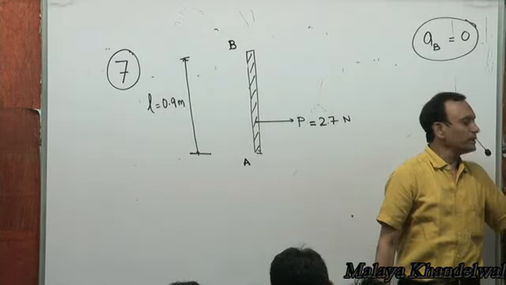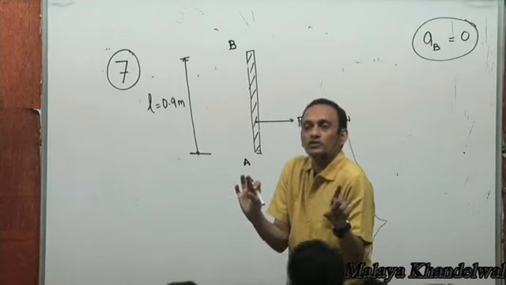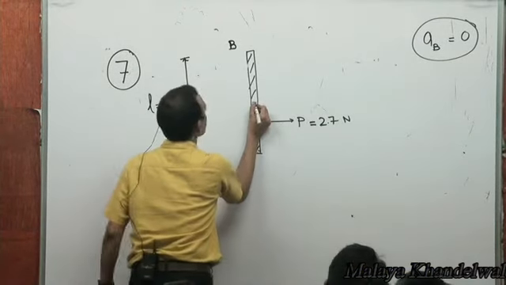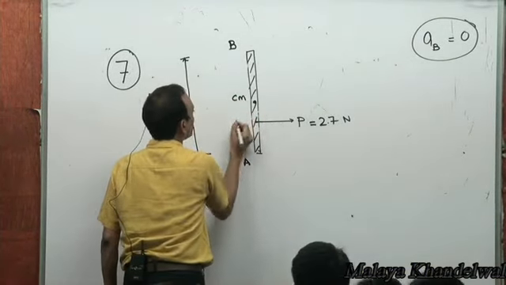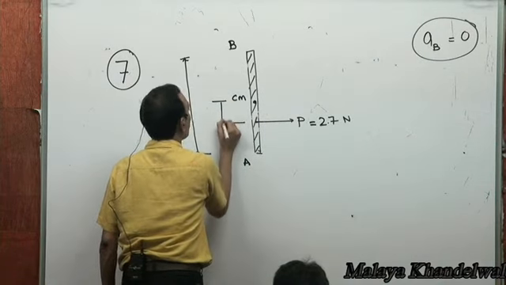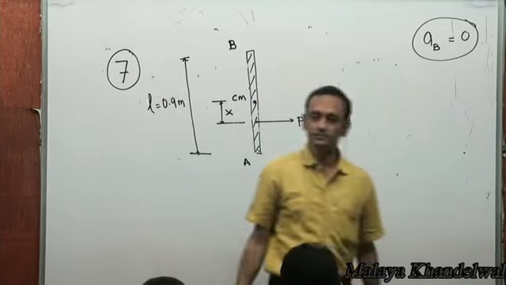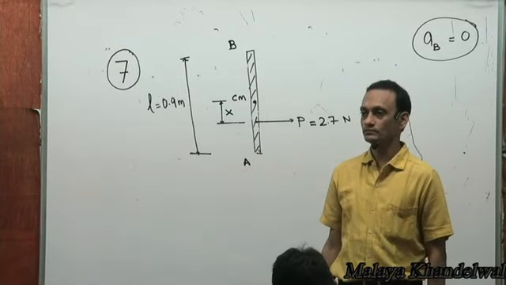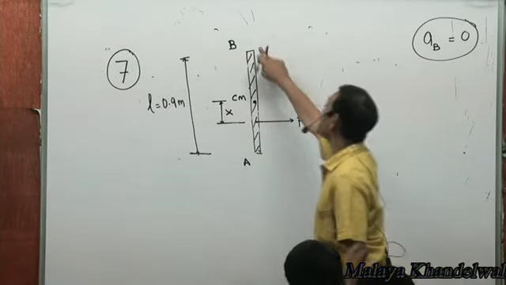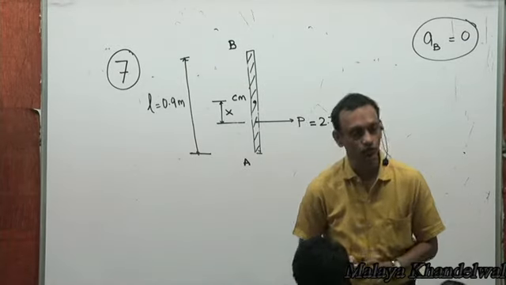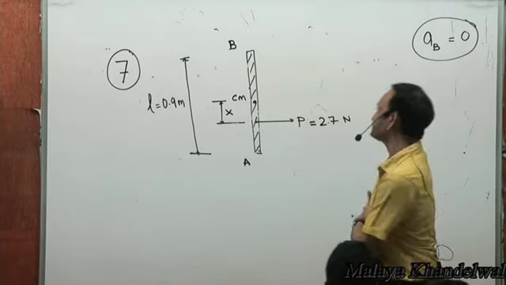See, let me locate P with respect to the center of mass of the rod. This is the center of mass of the rod, and P is applied x units from the center of mass. I need to find x such that the acceleration of B is 0. This is what we want to be able to do.